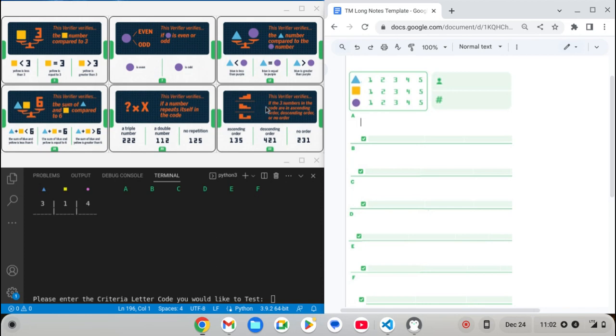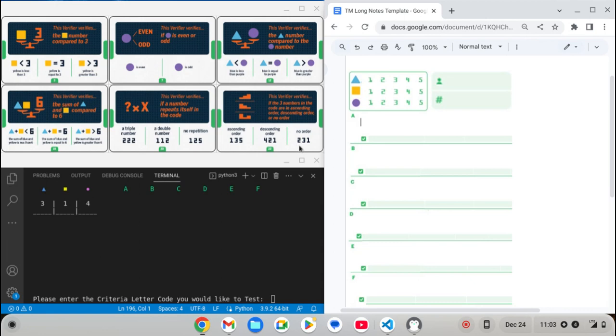And finally, criteria card F again takes a look at our 3-digit solution from triangle to square to circle, and the Turing Machine will let us know a little bit about the ordering of the digits. Should the digits appear in an ascending order, meaning that they are increasing, as in the example 135, should they be in a descending order, or basically decreasing, as in the example 421, or could the 3-digit solution have no order? So let's take a look at the example of 231.